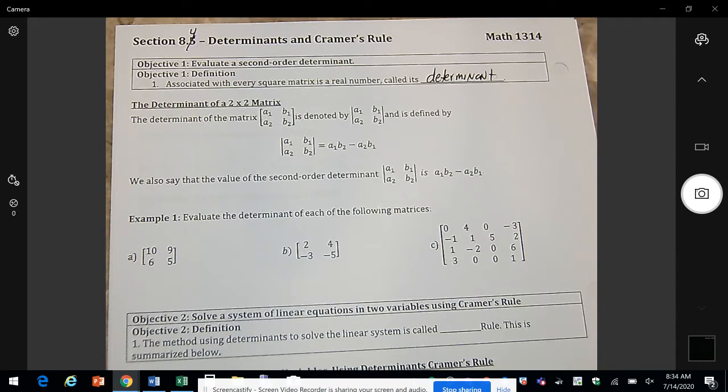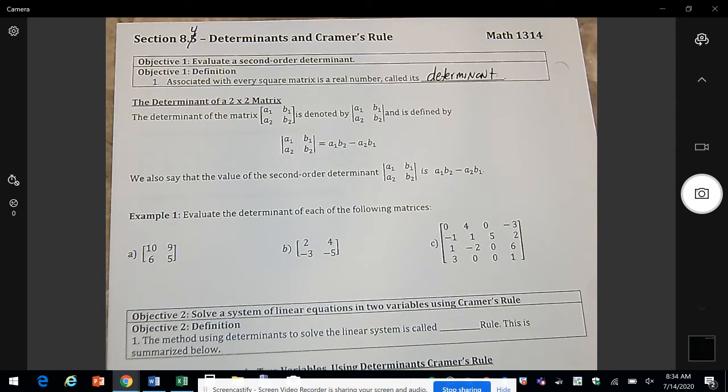For example, in Chapter 7, we saw the elimination, substitution, and graphing methods. Then we saw that we could use matrices with Gauss-Jordan elimination in 8.1 and 8.2. In 8.3, we learned that we could use an inverse to find the solution to a system. And in 8.4, we're going to use determinants to help us solve a system.